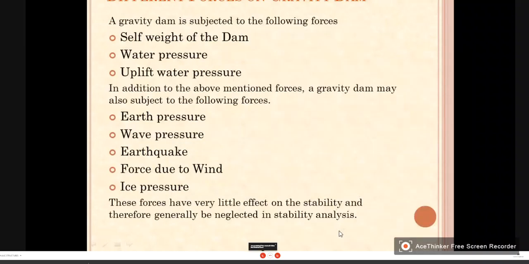Different forces acting on the dam. In the dam, we have many forces acting, which were already told by Venkatesh. The major forces are self-weight, water pressure and uplift force, and the minor forces are earth pressure, wave pressure, earthquake force, force due to wind, and ice pressure.